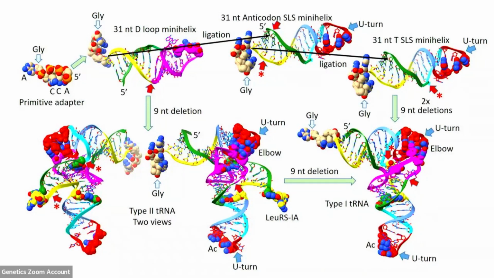To process an early version of this molecule into that molecule, you can make a 9-nucleotide deletion that takes out 2 yellow and 7 green and links 5 yellow to 5 cyan, 5 yellow linked to 5 cyan, like that.